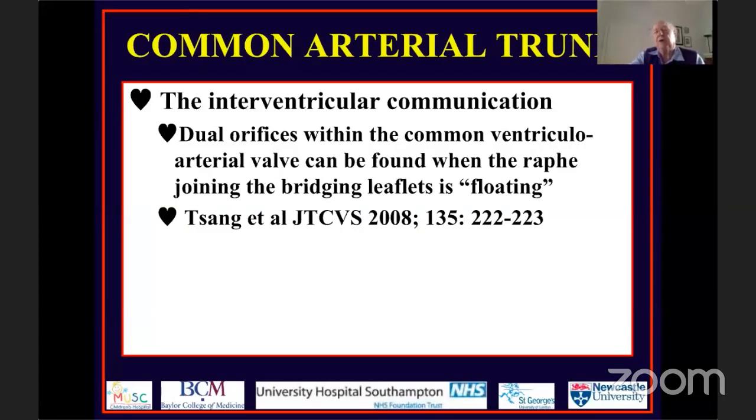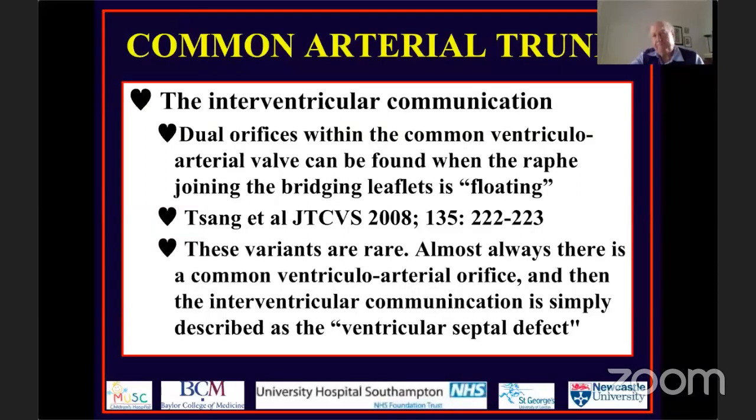there was that bridging tongue of tissue, but in this case the raphe was floating, so that there was shunting obvious in the setting of this case with dual orifices, one for the right ventricle, one for the left ventricle, within common truncal valve, but both arterial and ventricular shunting. These variants, however, are very, very rare, and almost always, when you have common ventriculo-arterial orifice, you will simply be describing the channel between the ventricles as the ventricular septal defect.